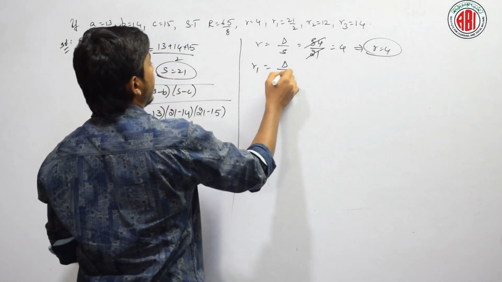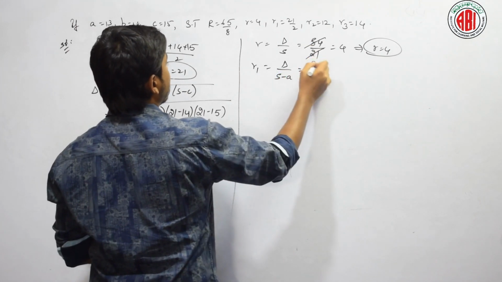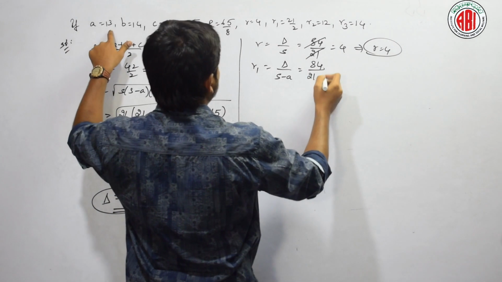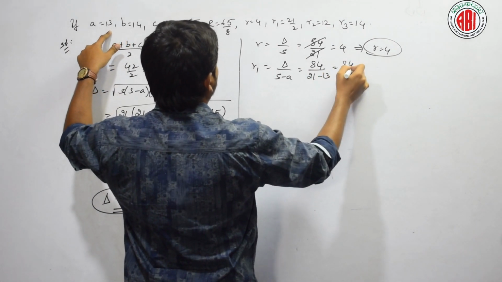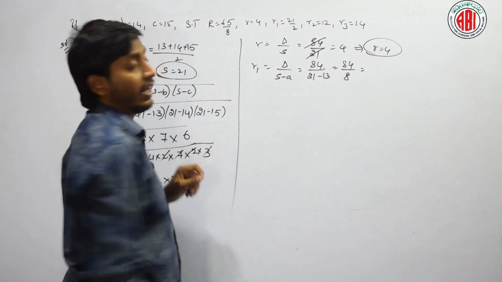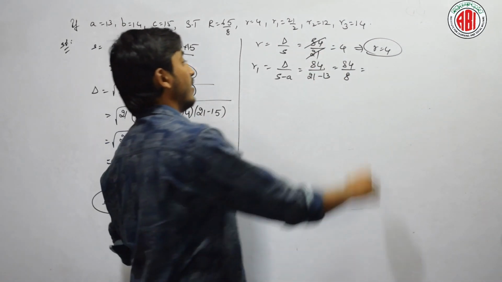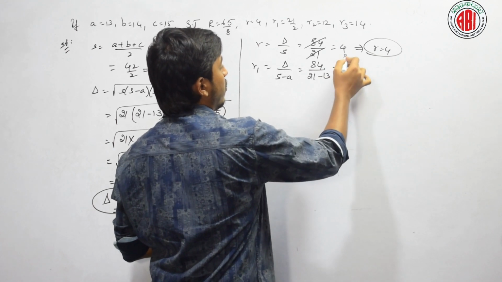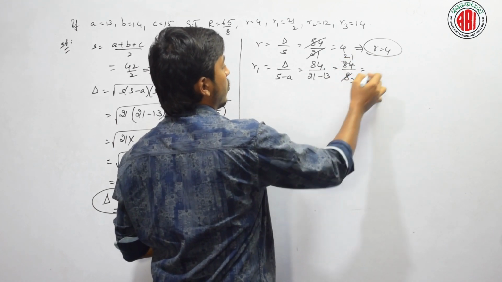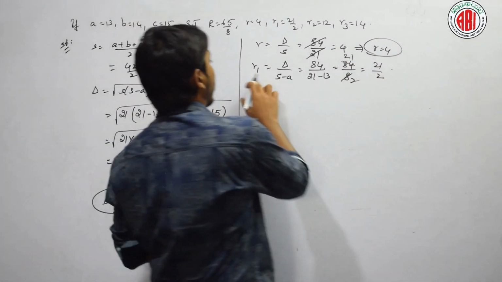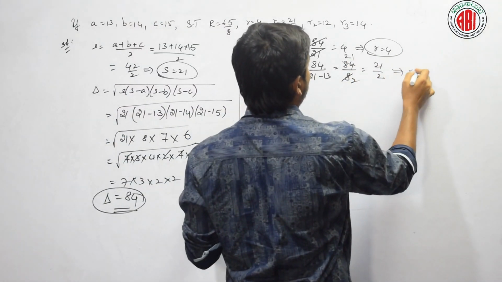And the next R1. R1 is delta by S minus A. Delta is 84. S minus A is 21 minus A value is 13. That is 84 by 8. 8 ones are 8, the table may not cancel, let me cancel with the 4 table. 4 2s are 8, 4 21s are 84. The answer is 21 by 2. Okay. Are we getting R1 as 21 by 2?